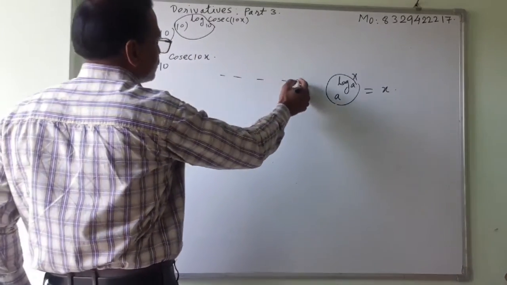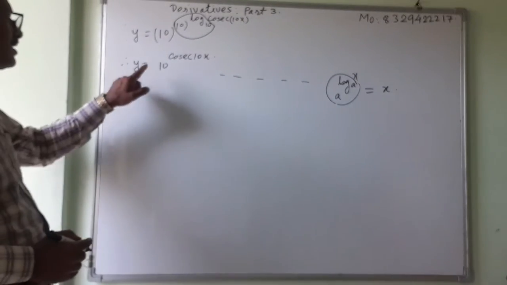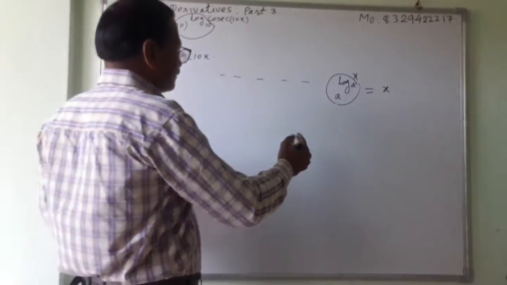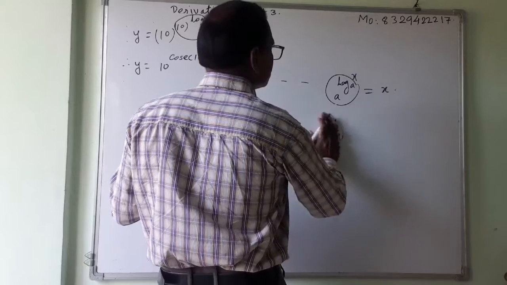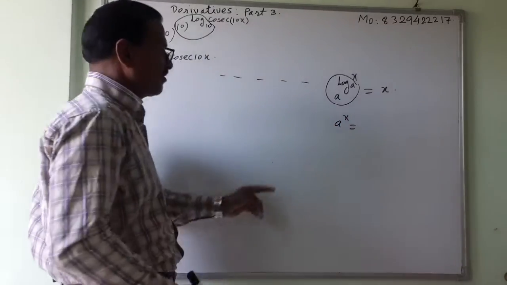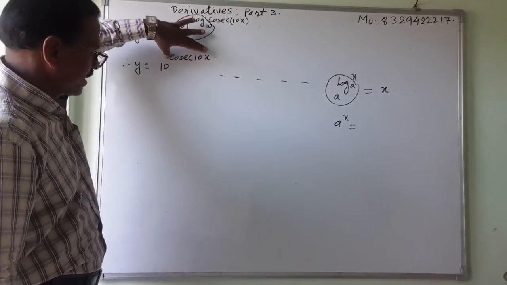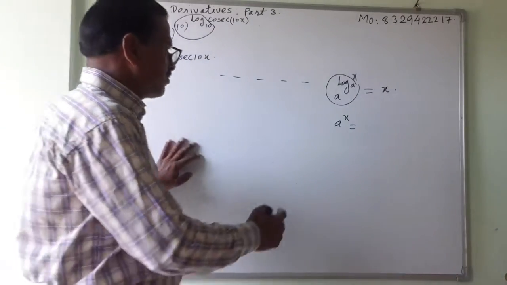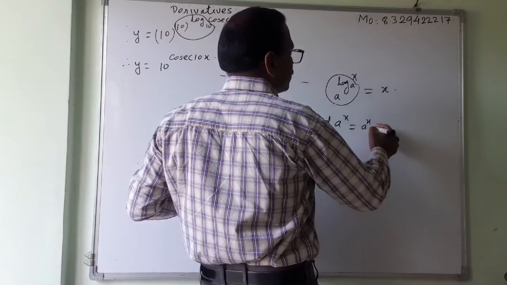See this. So y is equal to this. Now this is a constant raised to variable. So log of a raised to x is equal to, a raised to x means constant raised to variable. This is a variable. Cosec 10x will be variable. A is 10. So a raised to x, its derivative is a raised to x into log of a.